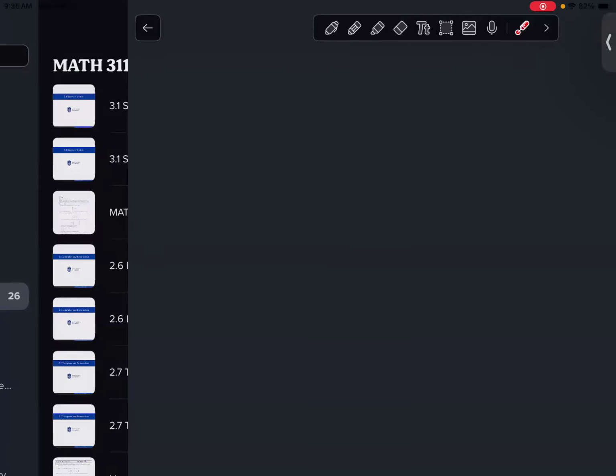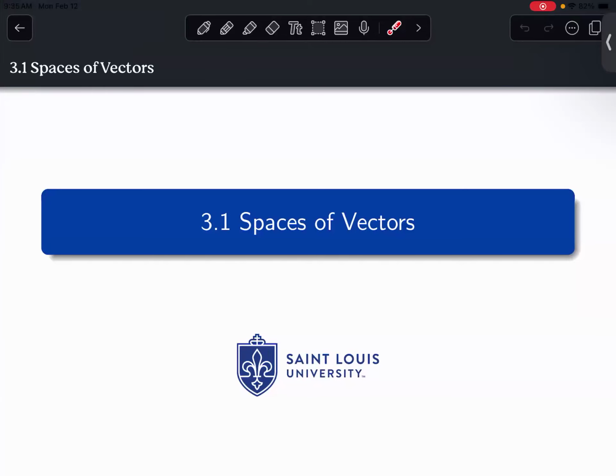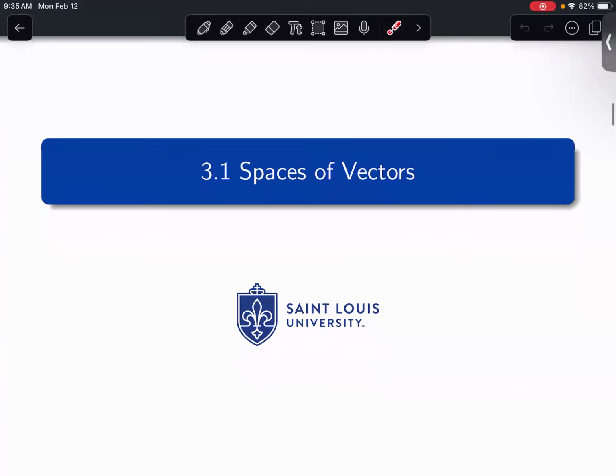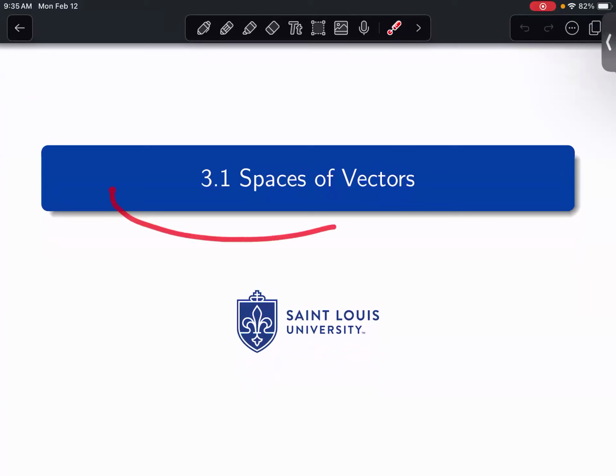So we start with chapter 3. This is where linear algebra really begins, I would say. We're going to start talking about vector spaces. Everything we've been doing in this class, we've been doing pretty much on the real number line, or in R2, R3, or Rn. So it's always been with real numbers. But we're going to start talking about the more general idea of a vector space.